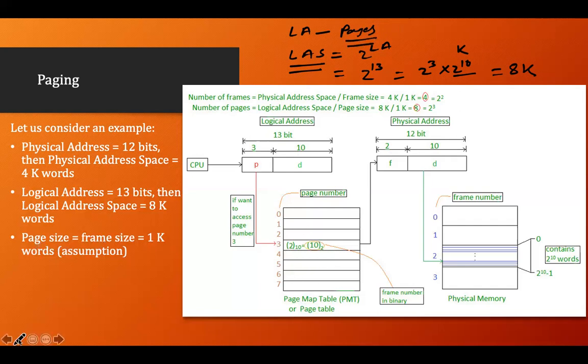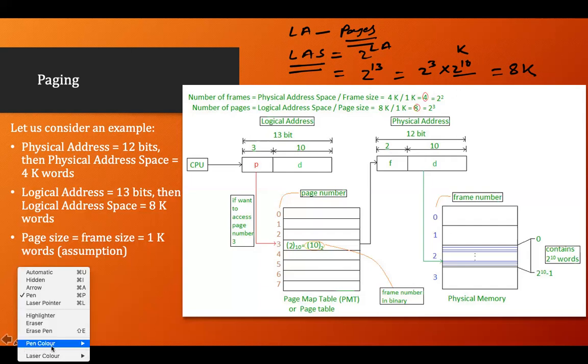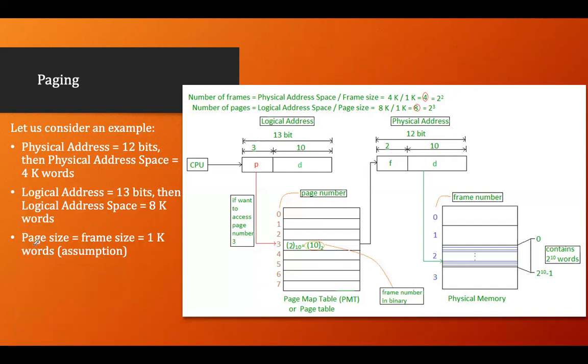Now here it is giving some more things, that is page size, which is equal to frame size, which is equal to 1k words. So see here it is written the minimum page size will be 1k words. So 1000 words could be accommodated in one frame. Now this is the physical memory.